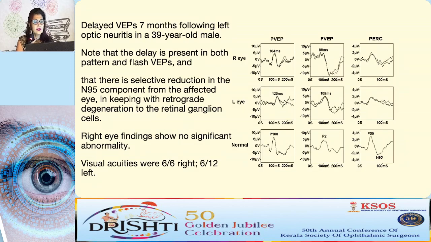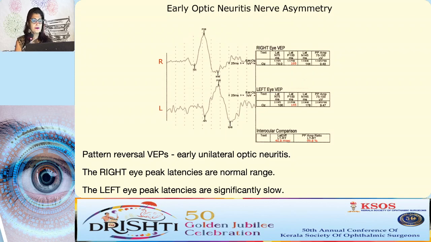This is a delayed VEP 7 months following left optic neuritis in a 39-year-old male. And the delay is present both in pattern and flash VEPs. However, right eye findings do not show any significant abnormality. The early optic neuritis nerve asymmetry.